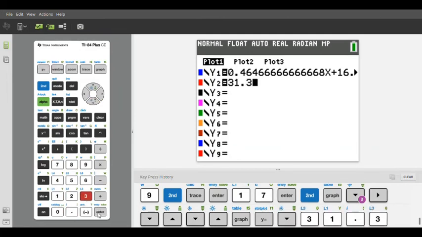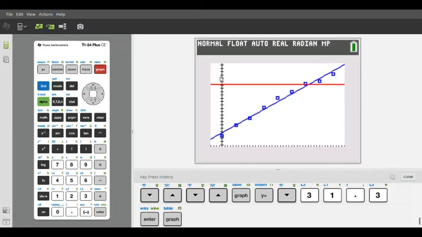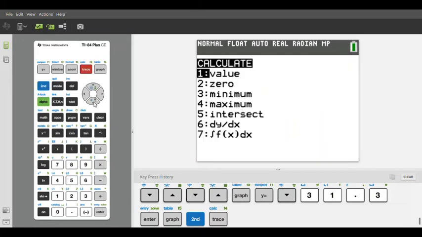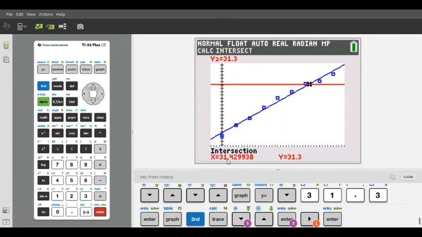Type that into your Y2. Okay. Hit graph. Wherever these two lines intersect is going to be your answer. So first curve, second curve, guess where they intersect? They intersect somewhere over here. Find it for you. It tells you that they intersect in year 31.42. If we round it to the nearest year, it'd be year 31.